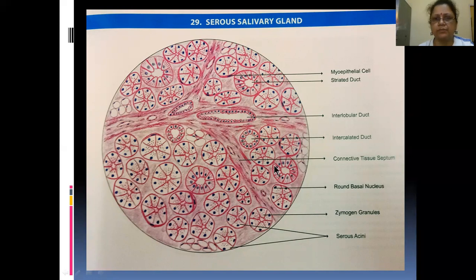So observe properly. This is the capsule you can see here, and these are the trabeculae which are making connective tissue septa. In the septa you will have blood vessels, nerves, and also ducts. Usually these ducts are bigger ducts, interlobar ducts. Okay, and this is one area of the lobule. This is another area. This is another area. So here you can see this is the intercalated duct, all cuboidal epithelium.